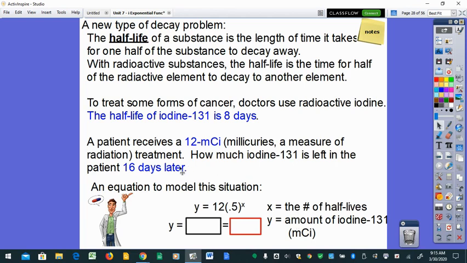In this particular case, we want to know 16 days. That does not make x 16, because a half-life is 8 days. So 8 days is sort of like 1 unit of time. So 16 would be 2 half-lives. 16 divided by 8 would give us 2 half-lives. So we would now pick up our calculator, take 12 times 0.5, raise it to the second power, and you would see that there would be 3 millicuries left in the patient after 16 days.